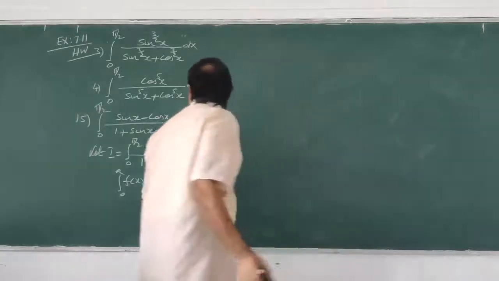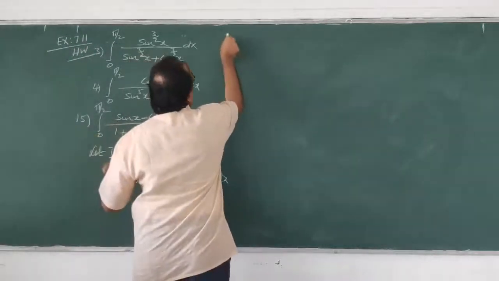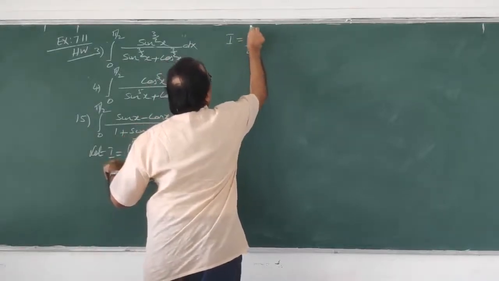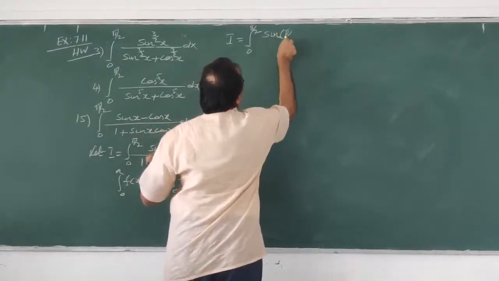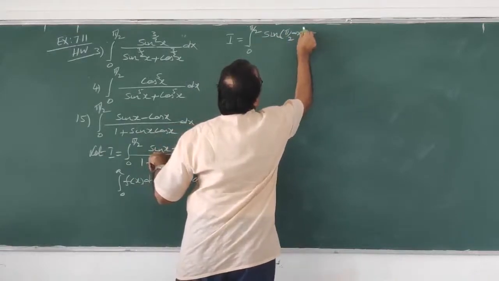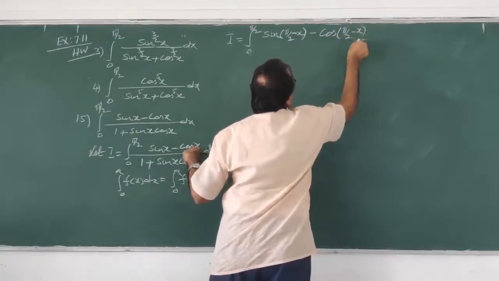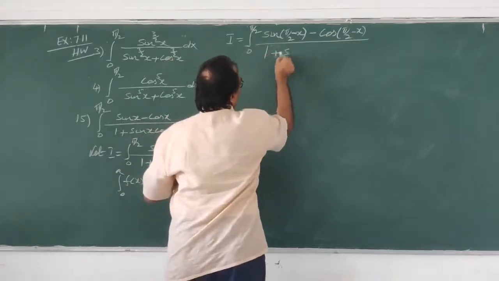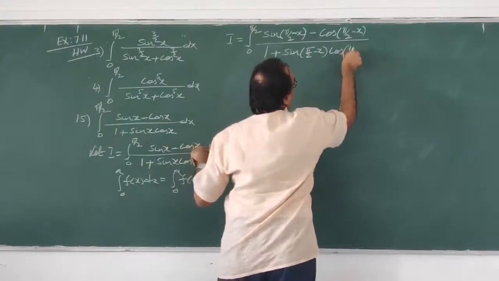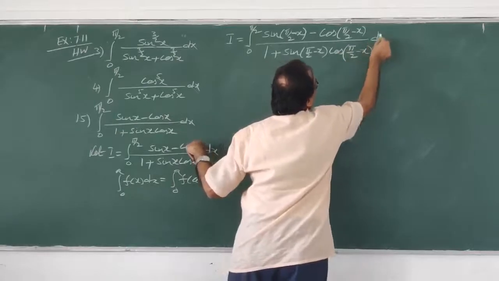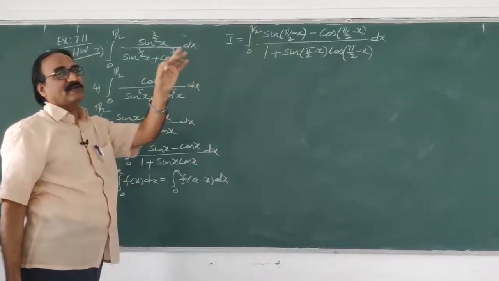Again the property is the same: 0 to a f of x dx equals 0 to a f of a minus x dx. That is the reason I cancel this also. You can do it, but I will do it. Now I is equal to again integral 0 to pi by 2. Here a means pi by 2, sin of pi by 2 minus x, the a minus x formula, minus cos of pi by 2 minus x, over 1 plus sin of pi by 2 minus x into cos of pi by 2 minus x. So wherever x is there, in that place I substituted a minus x according to the property, which is pi by 2 minus x.